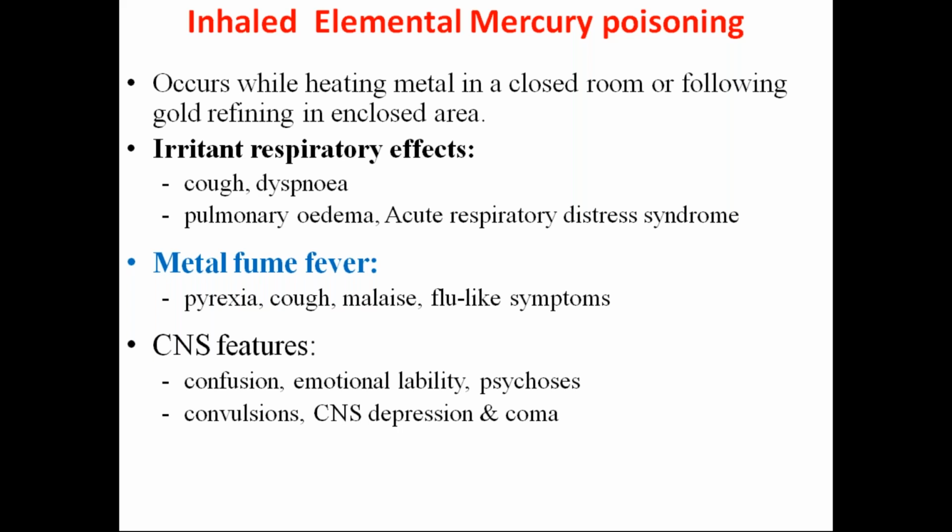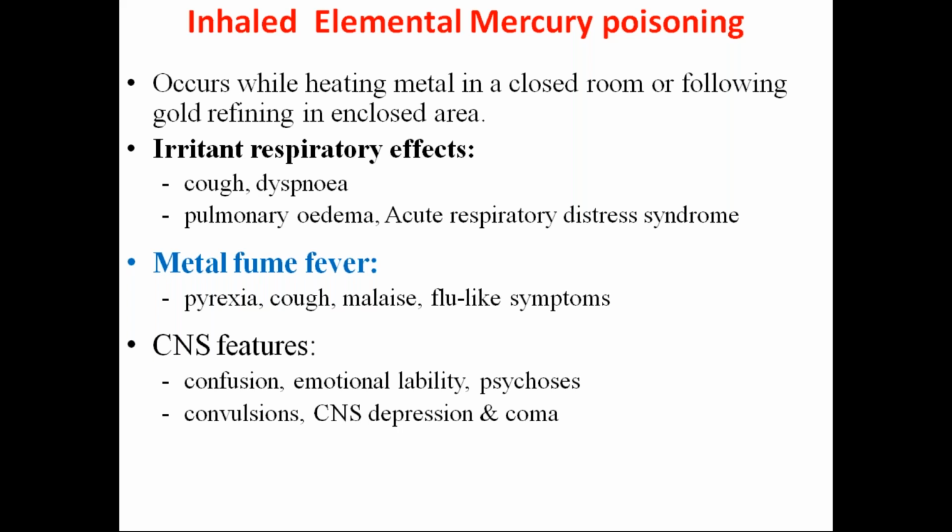So what are the symptoms of inhalational mercury poisoning? We have cough, dyspnea, pulmonary edema, and then ARDS, acute respiratory distress syndrome. So it is an irritant respiratory effect, because in the vaporized state mercury causes irritation of the lungs, leading to coughing, dyspnea, pulmonary edema, and then ARDS. There is one entity called metal fume disease. Metal fume disease occurs due to mercury vapor poisoning.